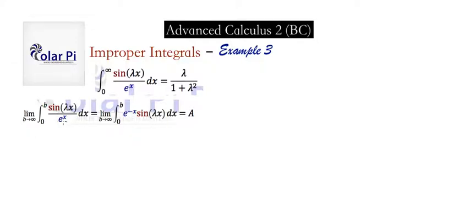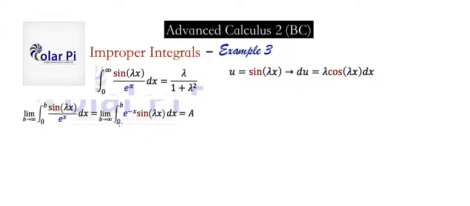And then we recognize that dividing by e to the x is the same as multiplying by e to the negative x. So we rewrite our integral in this fashion, and then we've given it the name A. So A represents the limit as b goes to infinity of the integral from 0 to b of e to the negative x times sine of lambda x dx. And then now it's easy to see that we need integration by parts.